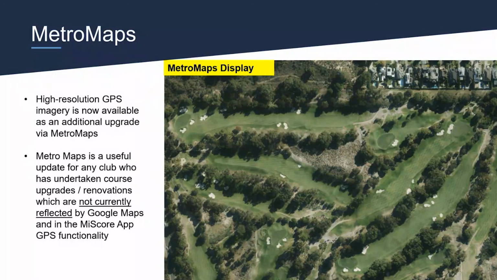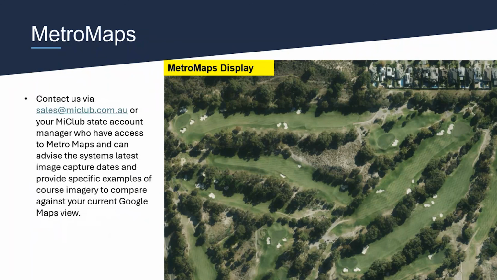So we have another option called Metro Maps, and you will notice that the resolution of their maps is quite good and much better than Google, as you can see in the photos. So if you would like to upgrade to Metro Maps, you can contact your account manager. If you're not sure who your account manager is, you can send through a query to sales@miclub.com.au, or you can contact the support team and we'll put you in touch with your account manager, and then we can go through the steps. We can compare the current version of Metro Maps to see if there are any changes versus Google, and then you can decide if you would like to proceed.